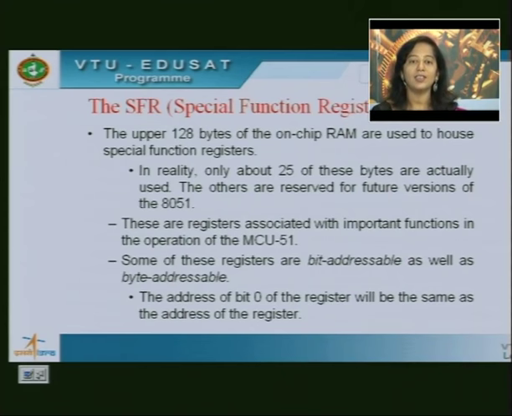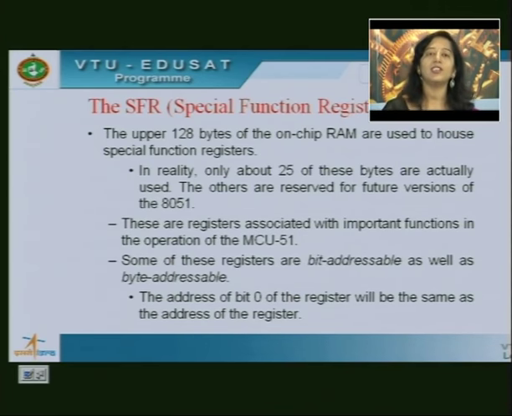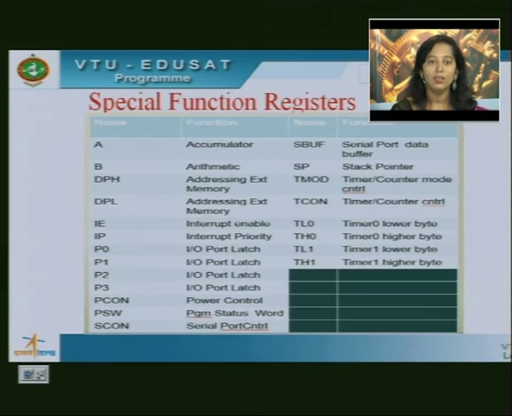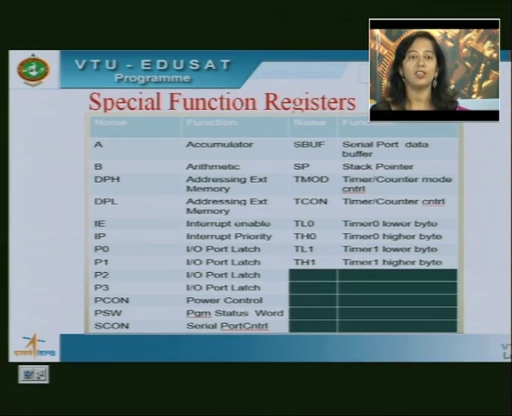So these are the registers associated with important functions in the operation of the microcontroller unit. Some of these registers can be bit addressable and some are byte addressable. Those that are bit addressable are also byte addressable. So they can be addressed as a byte in whole or just as individual bits in the registers. The address of bit 0 in that case will be the same as the address of the register. These are the important special function registers.